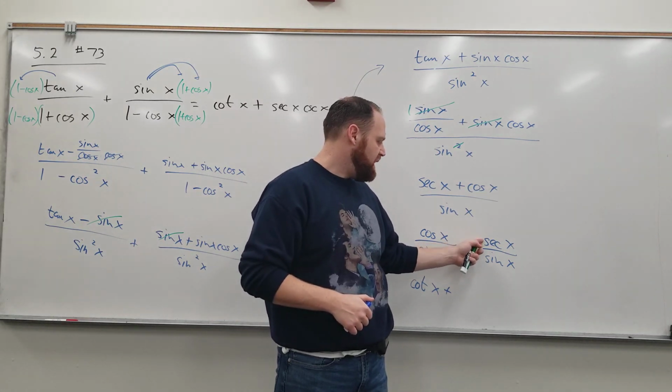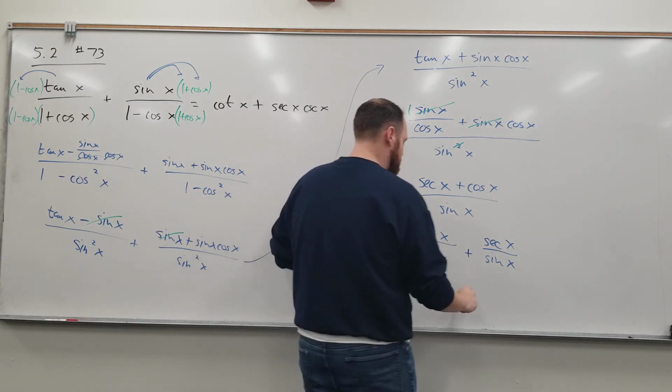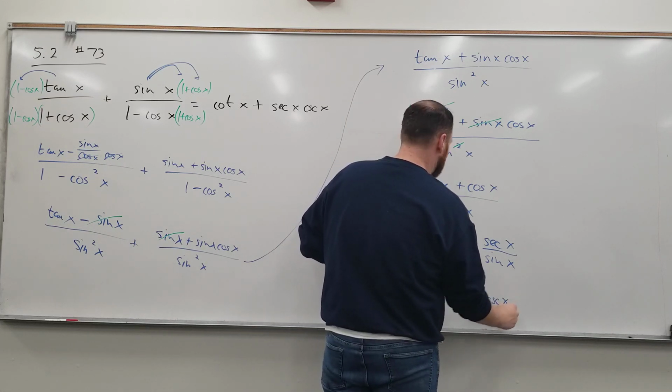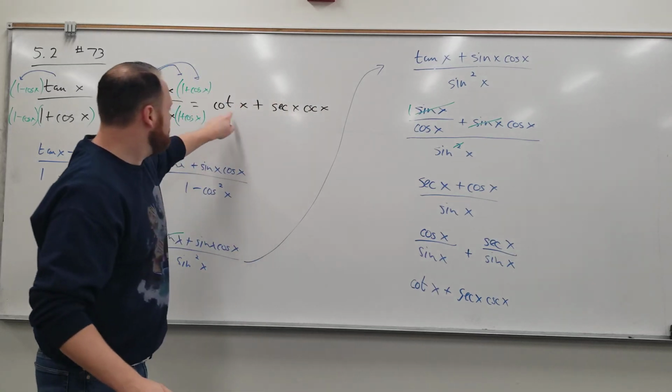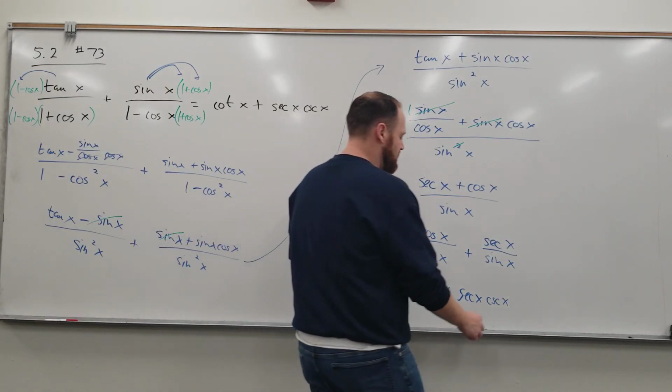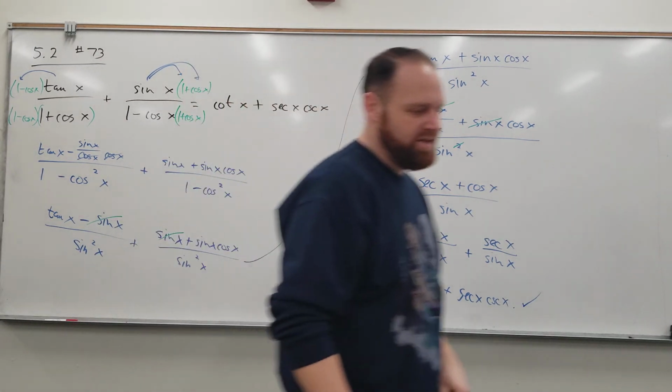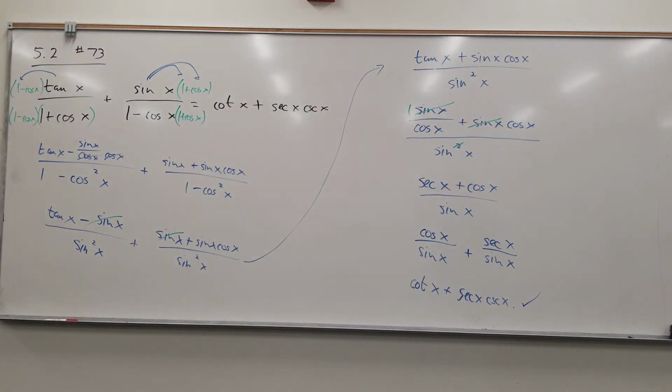So here we have a secant and a cosecant, right? So secant x and a cosecant x. And there it is, right? There's the right-hand side. So we did it. Again, oh man, there's probably a bunch of ways to do that one. All right.